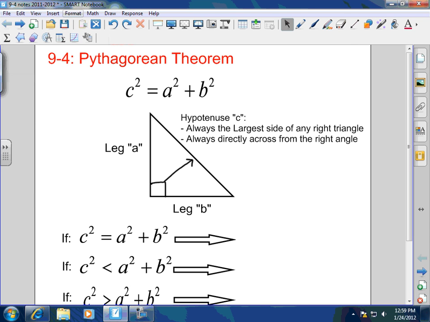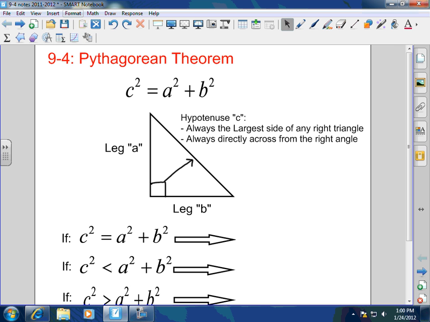All right, boys. 9-4, Pythagorean Theorem. Some mathematicians call this the most elegant theorem of geometry. They call this because there's a lot of uses for it. You can find distances of sides of a right triangle. You can also determine or classify the type of triangle that you have based on its angle.